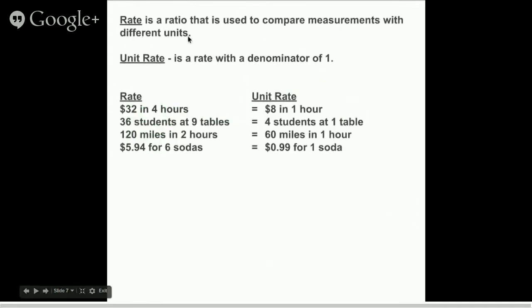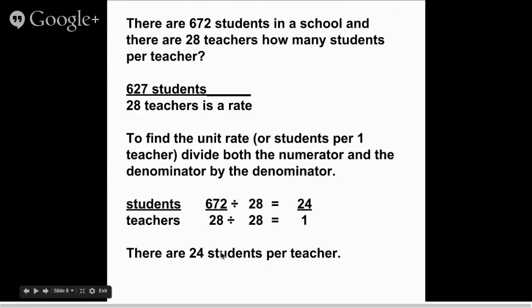Okay, so a rate is a ratio that is used to compare measurements with different units. So like dollars and hours, or students and tables. A unit rate is just like a rate, but the denominator is equal to 1. So dollars per hour. All right. So these are all the rates. These are unit rates. All right, pretty cool.